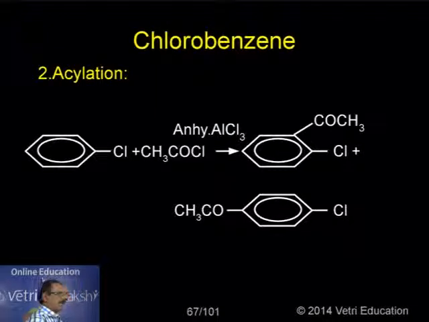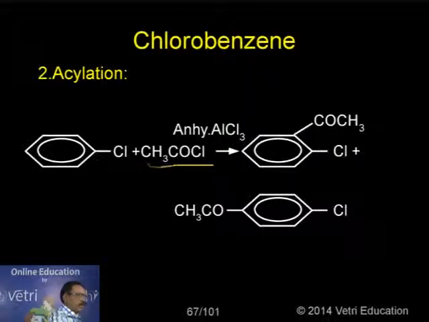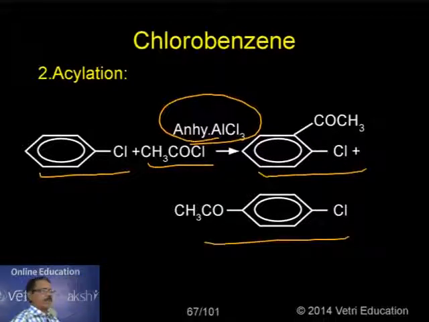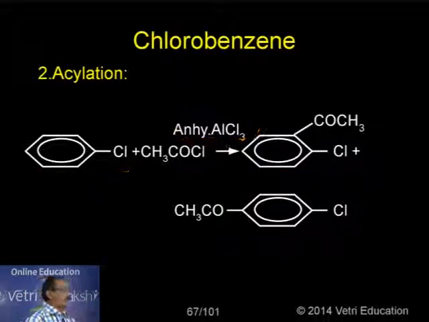The next one, acylation. Suppose, instead of methyl chloride, acetyl chloride reacts with chlorobenzene in the presence of anhydrous aluminum chloride. Again, a mixture of 2 products, that means orthochloroacetophenone and parachloroacetophenone will be formed. This comes under acylation.